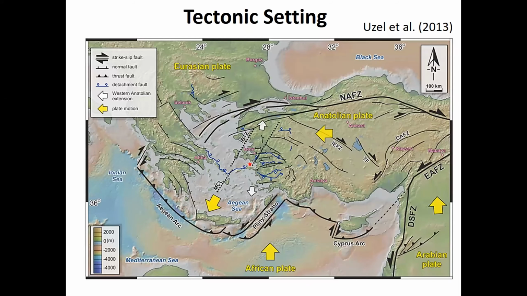Okay, so let's start with the tectonic setting. The earthquake is located in a region where extension is dominant due to the rollback of the northward subducting African slab. The slab is retreating towards the south, and this creates extension. It also results in the tectonic escape of the Anatolian plate towards the west. So it's a pretty complex region. We also have low angle detachment faults in the region, plus some transfer fault zones and different splays, southern splays of the North Anatolian fault.